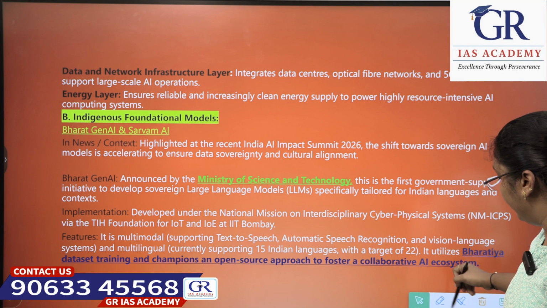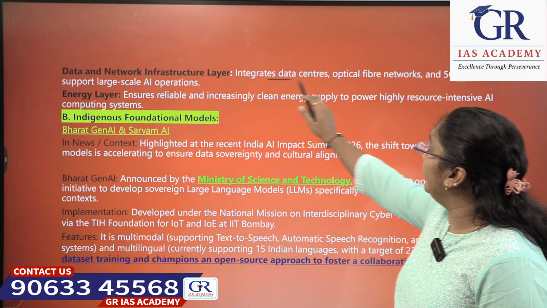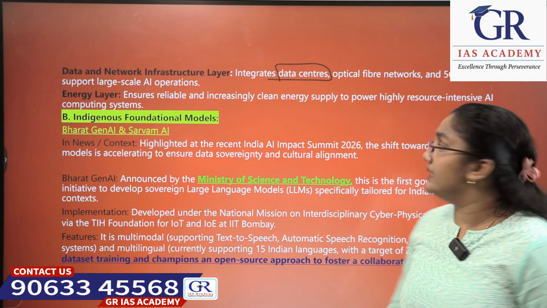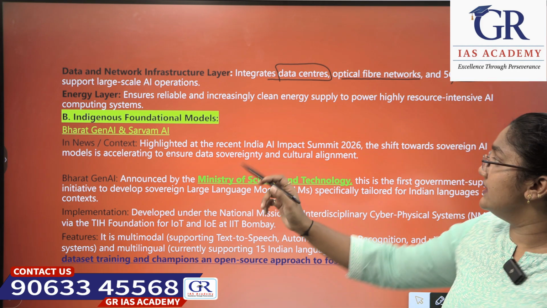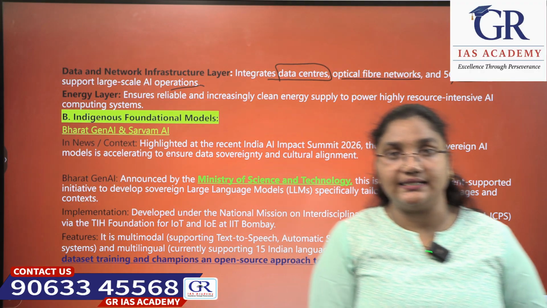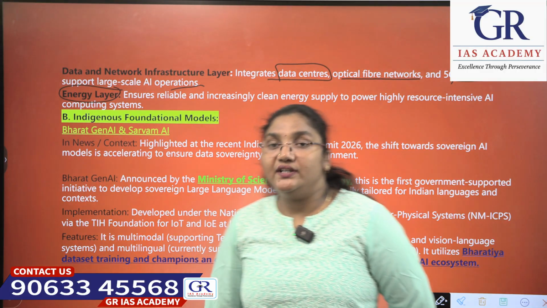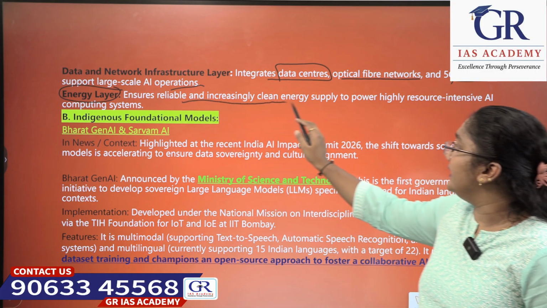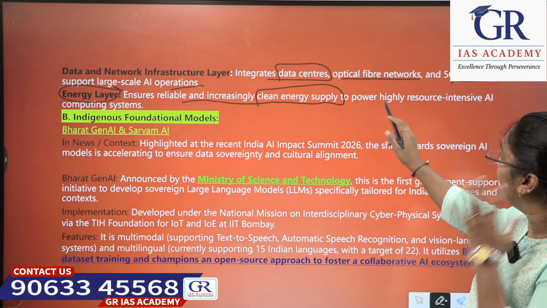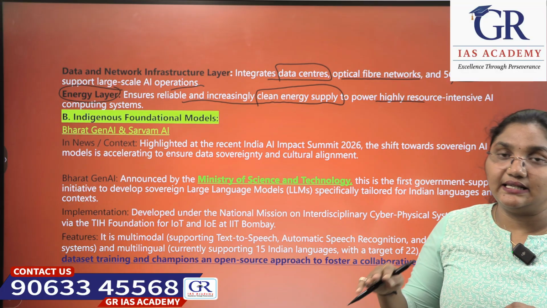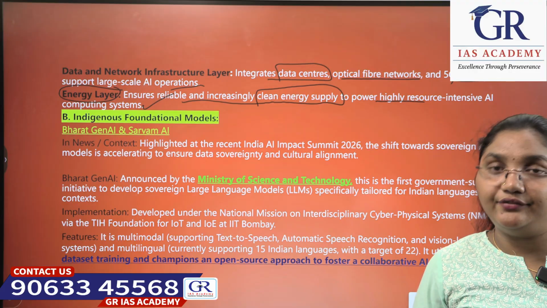The next layer is the data and network infrastructure layer. This integrates the data centers, optical fiber networks and 5G connectivity for supporting large scale AI operations. The next and last layer is the energy layer, which ensures what? Ensures a reliable and increasingly clean energy supply to power highly resource intensive AI computing systems. These are the 5 layers.